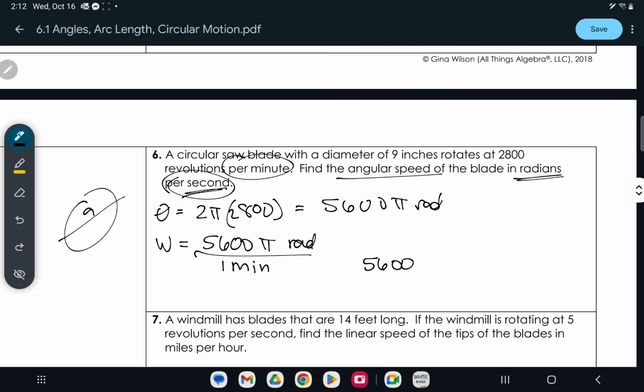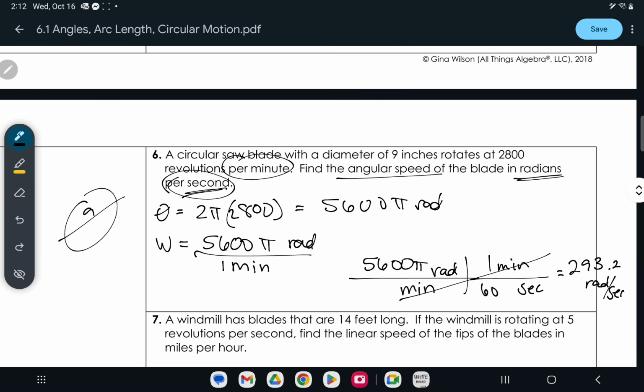So 5,600 pi radians per minute, and I want it to be in seconds. There are 60 seconds in 1 minute. My minute will cancel out, and I can do 5,600 pi divided by 60 to get about 299. Oh, I do not get that. I get 293.2 radians per second.